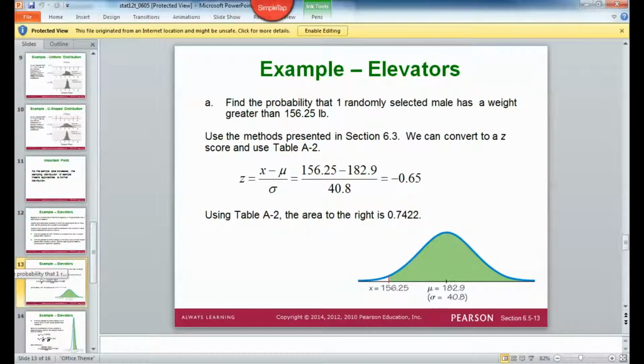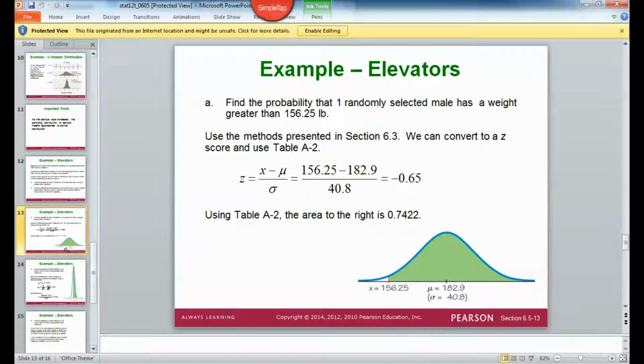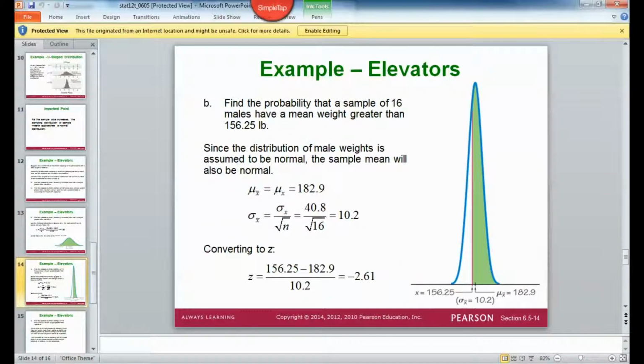And so they did, here's a slide. They did the same thing we did. Found the area. That was for 1. And then they found that probability for 16.